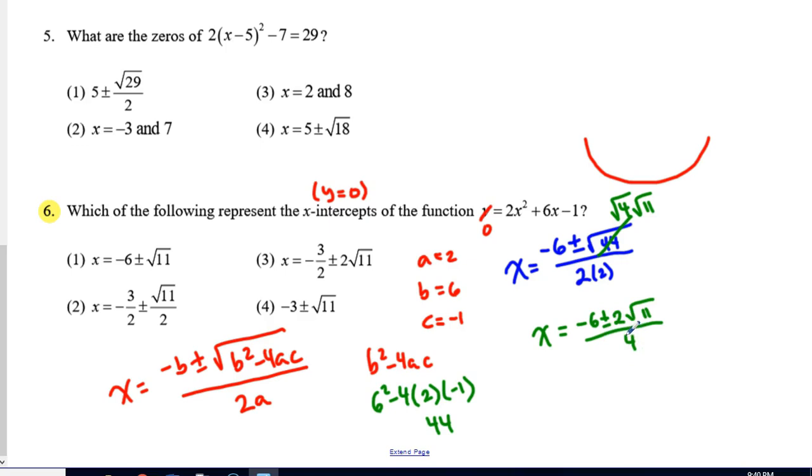Now it's just a matter of which one of these choices is equivalent to that. I think we could see we could divide each of these terms by 4. And that's all going to simplify to this choice here, number 2, negative 6/4 and 2/4. Next question. We're going to skip to number 7. That is the next question, so let's go right to it.